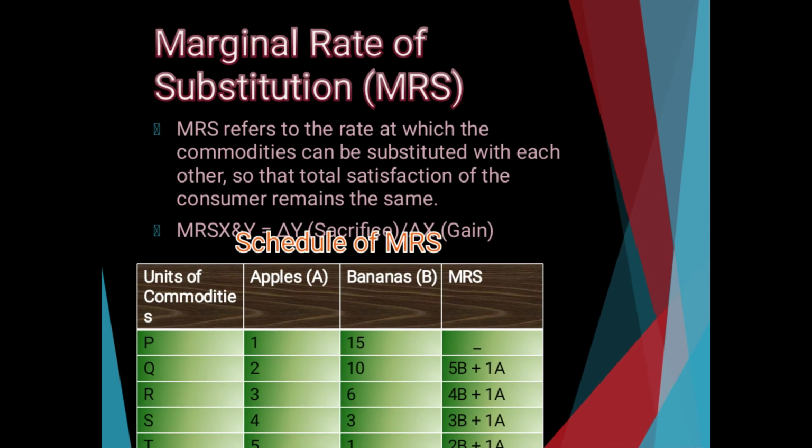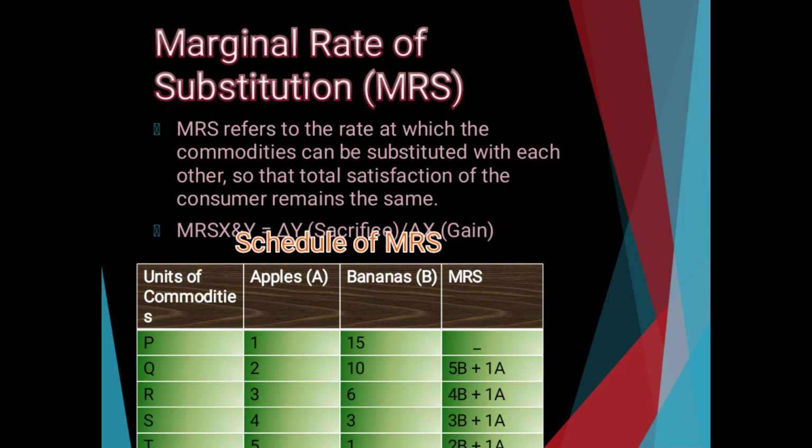Now the concept of marginal rate of substitution. The marginal rate of substitution refers to the rate at which commodities can be substituted for each other so that the total satisfaction of the consumer remains the same. The marginal rate of substitution of x and y is equal to delta y upon delta x. Delta y means the units he sacrificed and delta x means the units he gained.